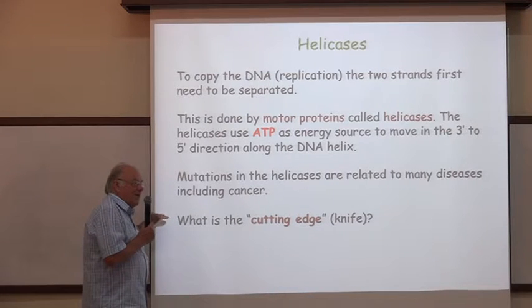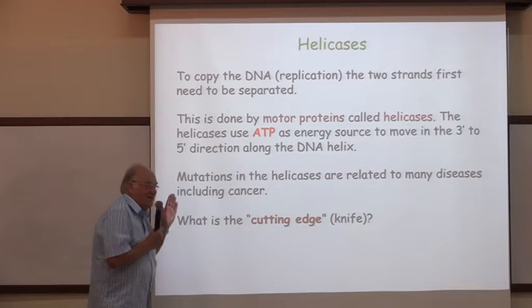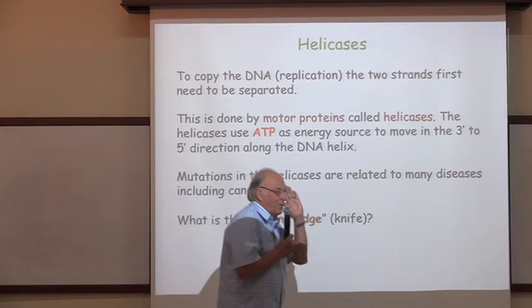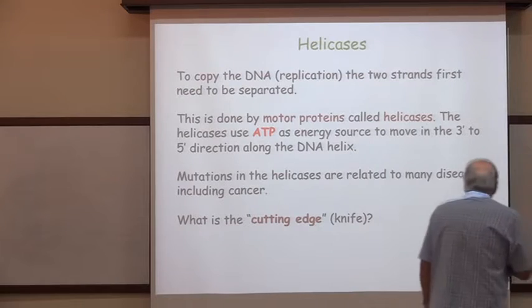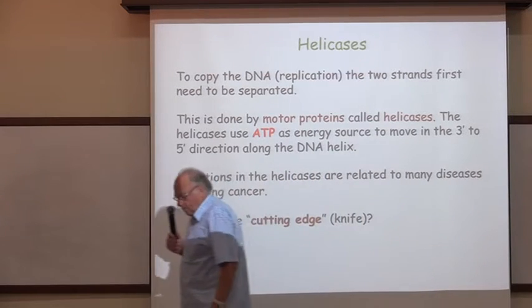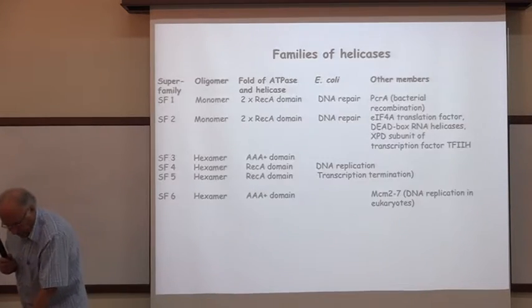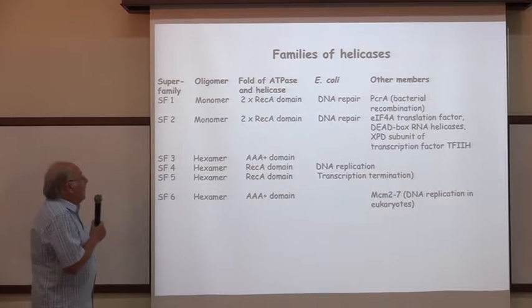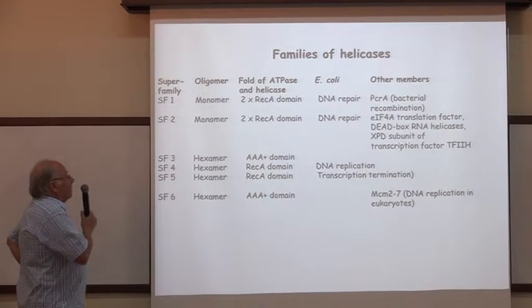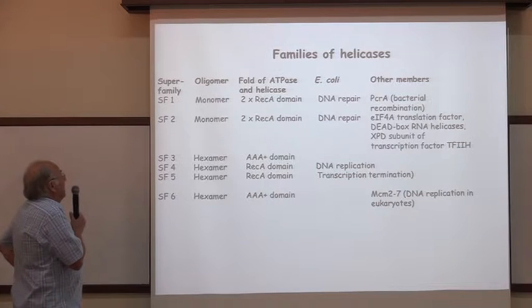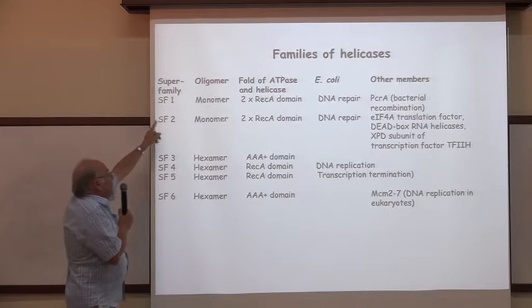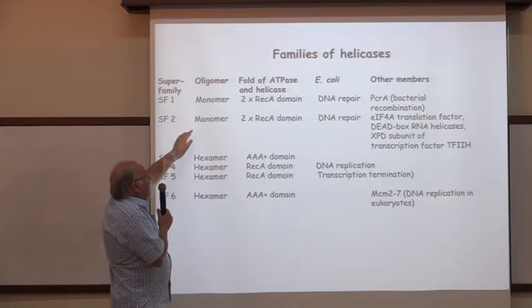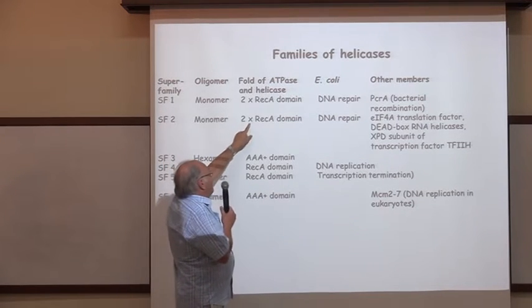But now there has to be a knife in the helicase, a knife that is cutting through the hydrogen bonds between the base pairs. And what is this knife? Well, first of all, let's have a quick look at the families of helicases. You see there are at least 6 families, and 2 of them are monomers, and they contain two domains.